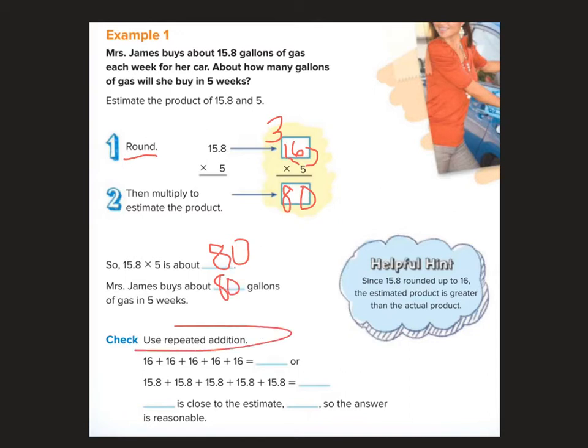So we could check using repeated addition, which is just adding 16 five times, which is kind of annoying. But anyways, that's all we have to do for that one, because it says about. So we don't need to find the exact, because it just says about, so that's it. Alright, let's keep going.